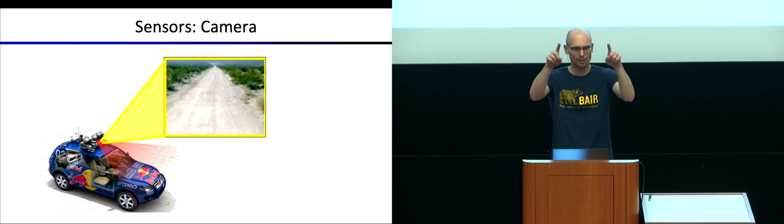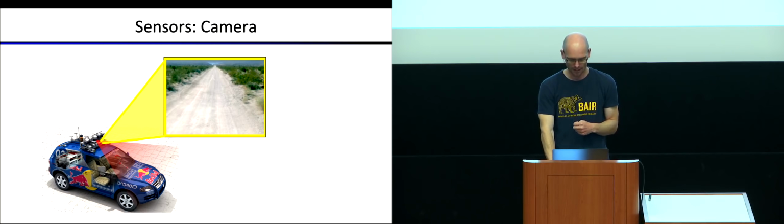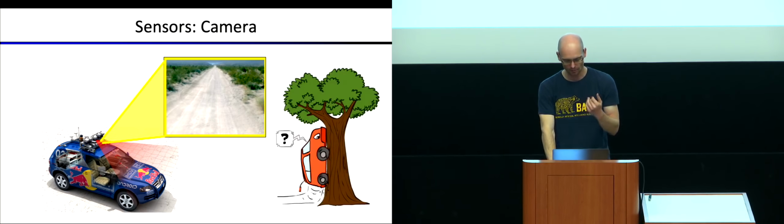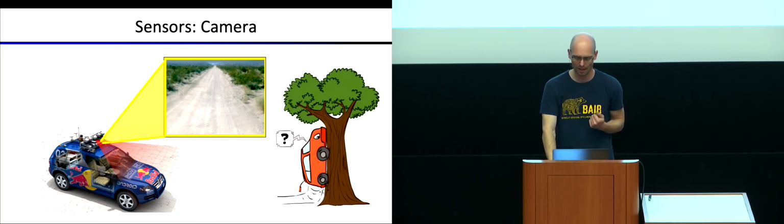Here it's specifically about looking further. You want to look far ahead. A camera will be better at that than a LiDAR. Okay, now how do you avoid running up a tree if you use your cameras? Well, you need labels. Somebody needs to tell you what was road, what was not road.